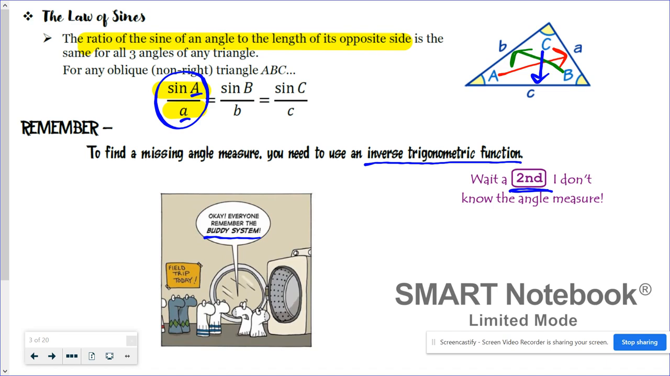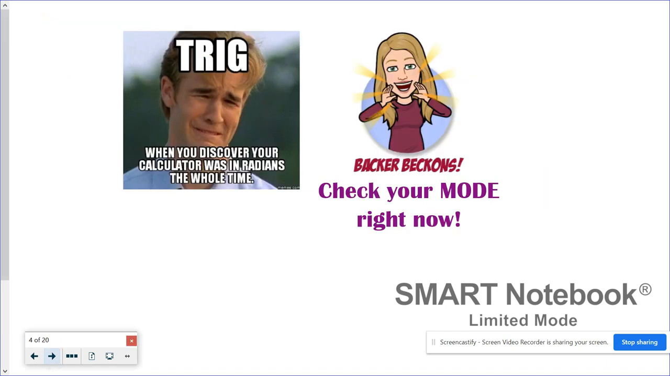Okay, so let's take a look at a problem. And before we do that, speaking of the calculator, check your mode right now. Make sure that your calculator is in degree mode.